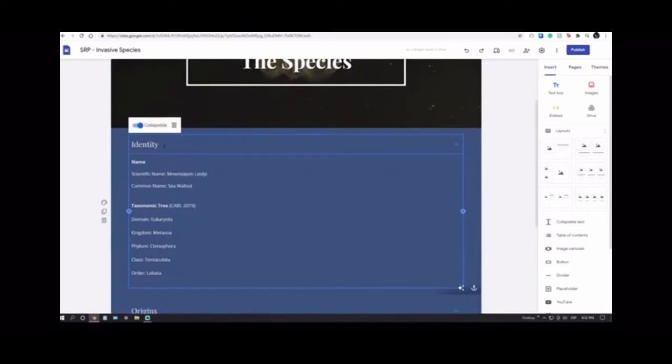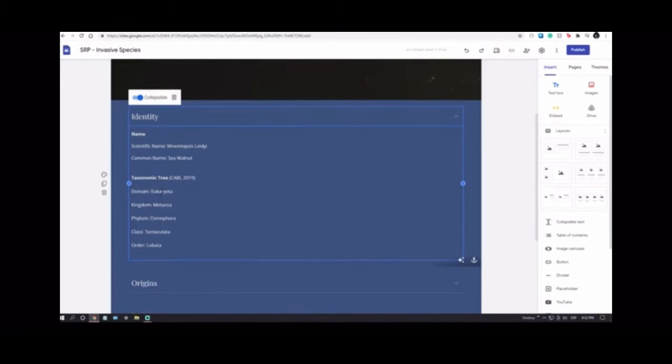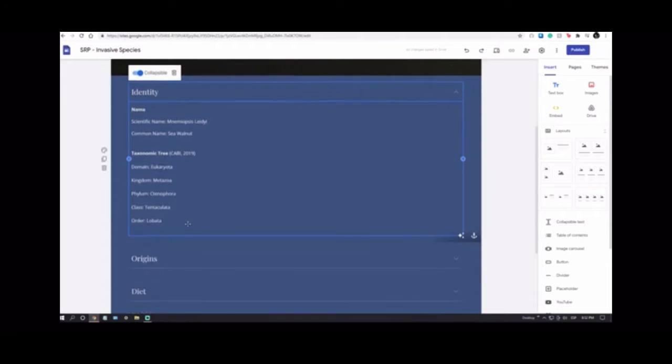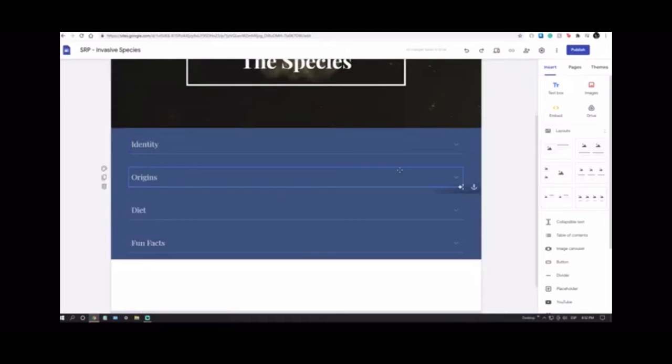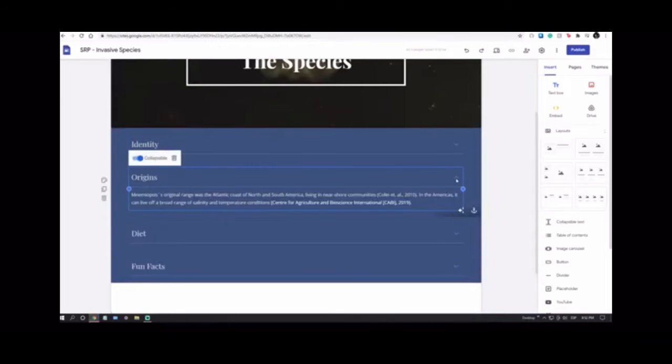So the first page we have is the identity, which shows its names and its taxonomy. Its scientific name is Mnemiopsis and its common name is sea walnuts, and I will be exclusively referring to it as Mnemiopsis in this project. And then we have the taxonomic tree. We see it is part of the eukaryotic domain, obviously, and the Metazoa kingdom, and it is a ctenophore.